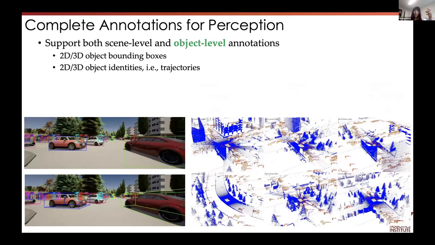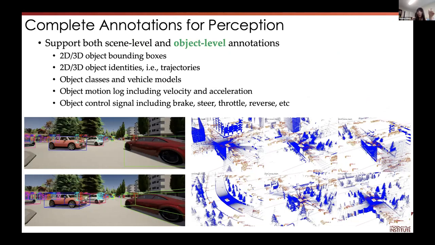And for the object level annotations, we have all of these boxes, either in 2D space and 3D space, and the identity. So basically, you have trajectories, and also we have object class, vehicle models, motion log, right? So you have velocity at each time step for every object. That's useful when you do trajectory prediction or planning, etc. And we also have the control signal.